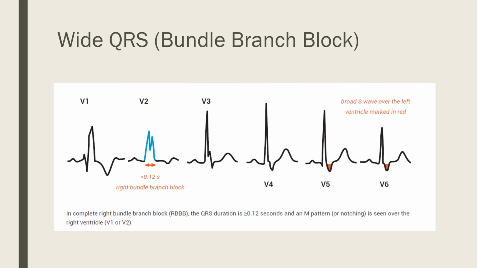This figure shows the example of the right bundle branch block in which also the QRS duration is equal or more than 0.12 seconds, and there is M shape in the right ventricular side of the precordial leads, which means V1 or V2, and there is a slurred S wave in the left sided leads V5 or V6.